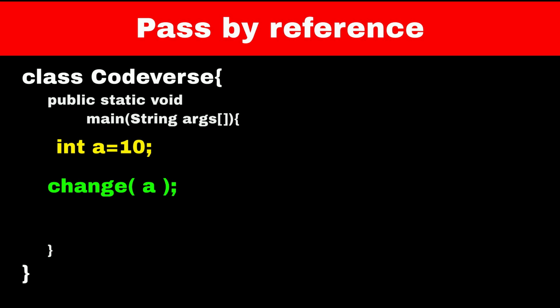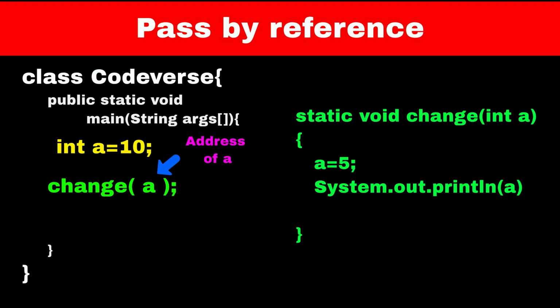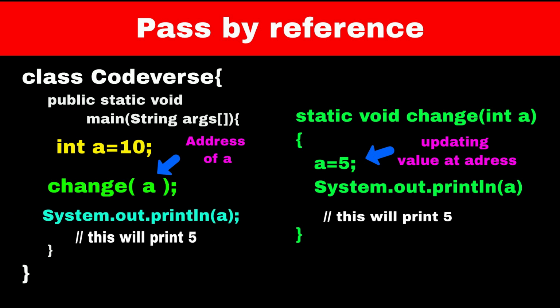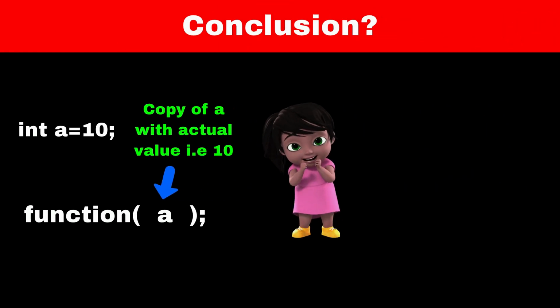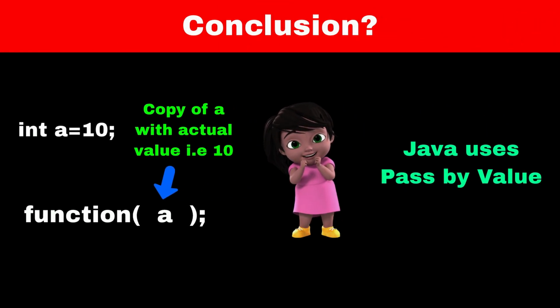Now consider the same program. In pass by reference, instead of creating a copy of a variable, we pass the address of the actual variable. So when we change the value inside the function, the value stored at that address gets changed. It means if we print a inside the function and after calling the function, the changed value, that is 5, will be printed. So in Java, whenever you pass a variable, Java will create a copy and then pass it to the function. That's why Java uses pass by value.